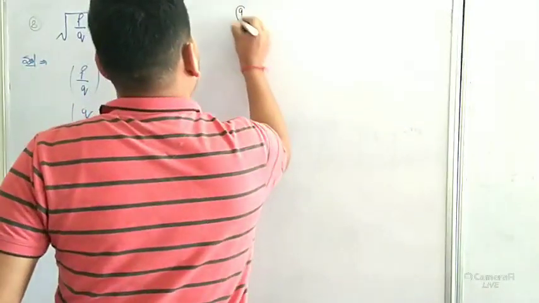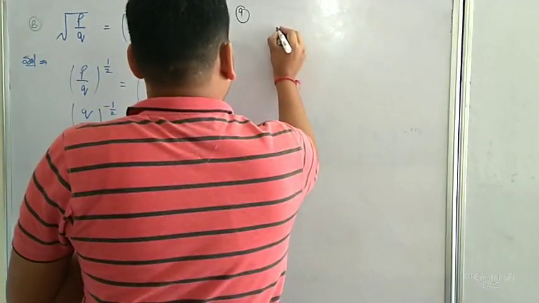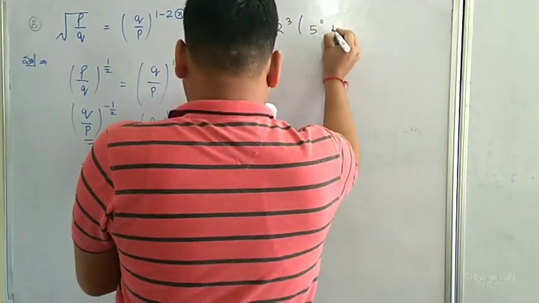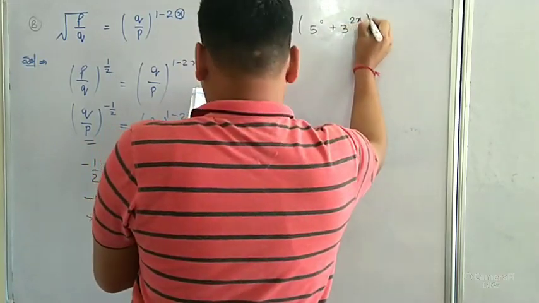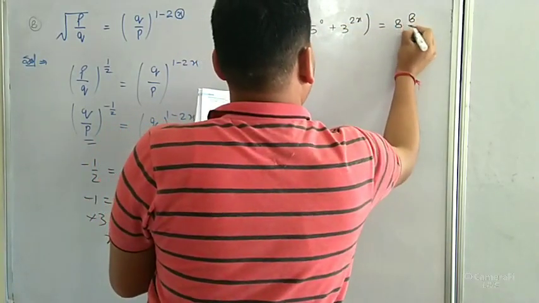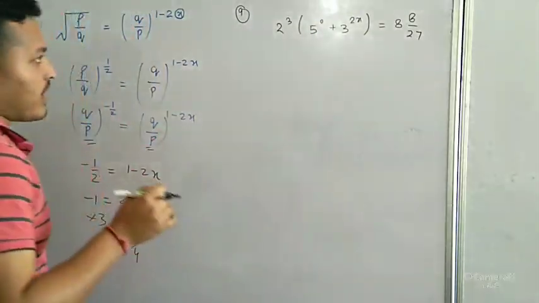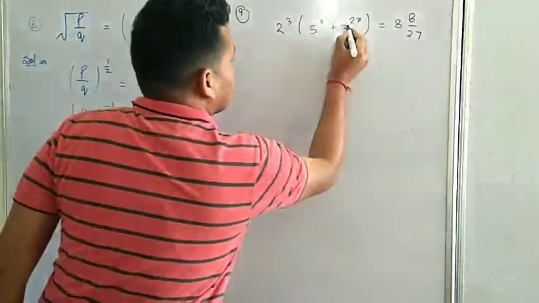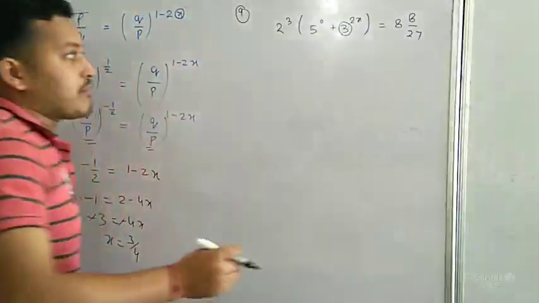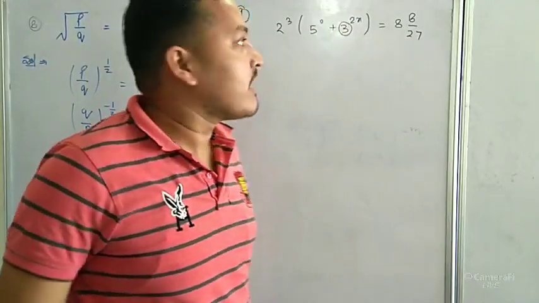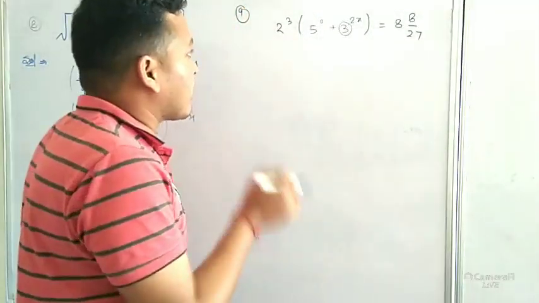Question number 9: 2 to the power 3 and 5 to the power 0 plus 3 to the power 2x is equal to 8 whole 8 upon 27. This is our question. Same question, find the value of x. और x किसके बेस में? 3 के बेस में. इसका मतलब लेफ्ट हैंड साइड एंड राइट हैंड साइड हमें बेस क्या बनाना होगा? 3 बेस बनाना है. तो रिमूव एंड कैंसिल ऑल द रिमेनिंग नंबर.